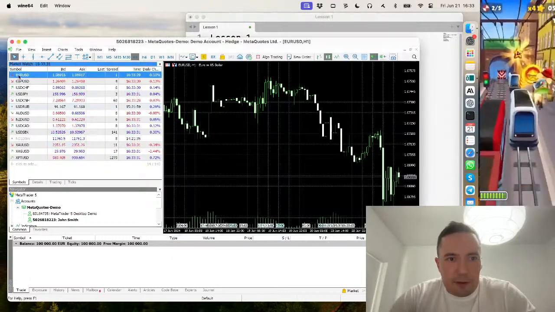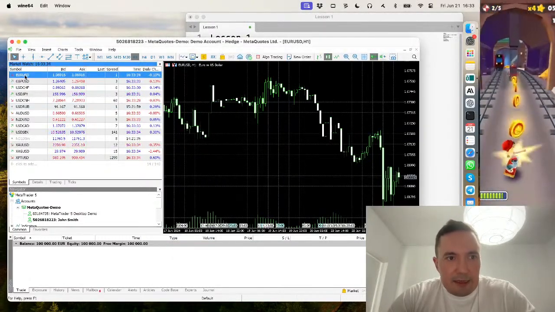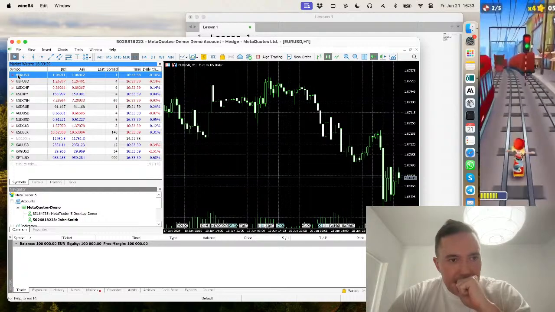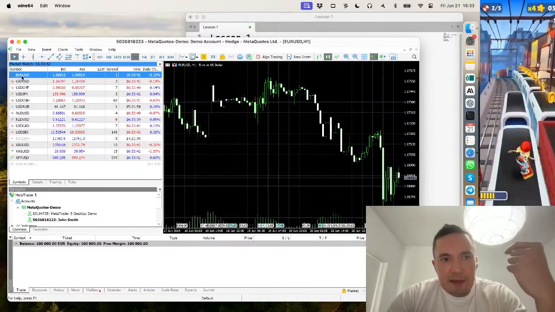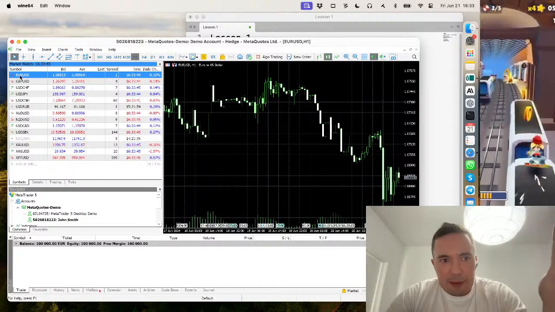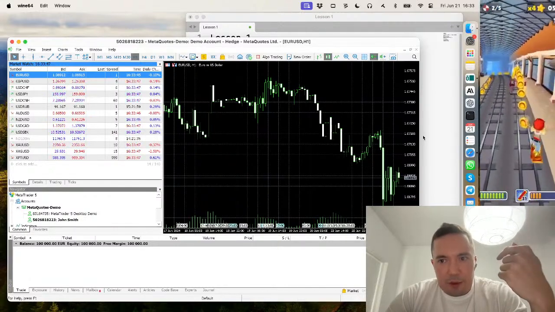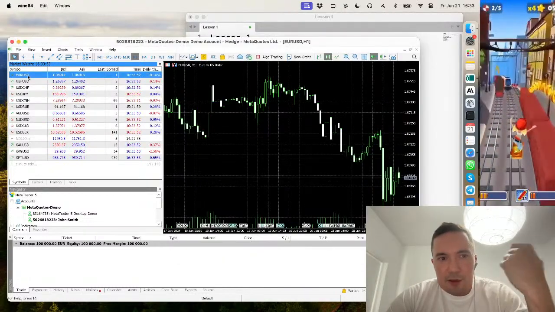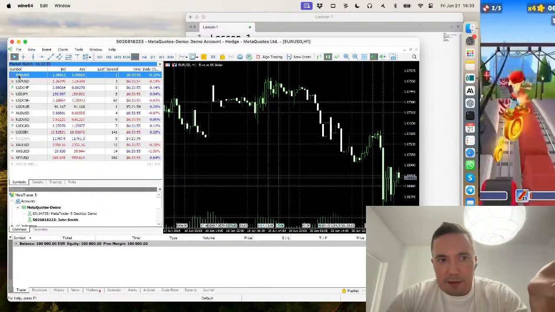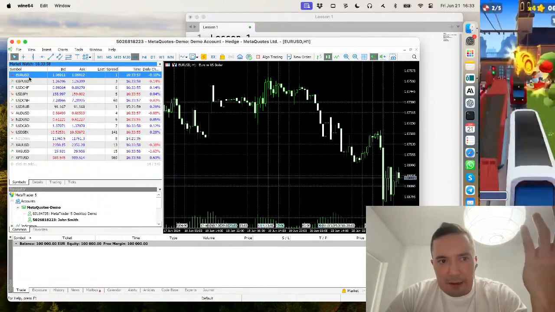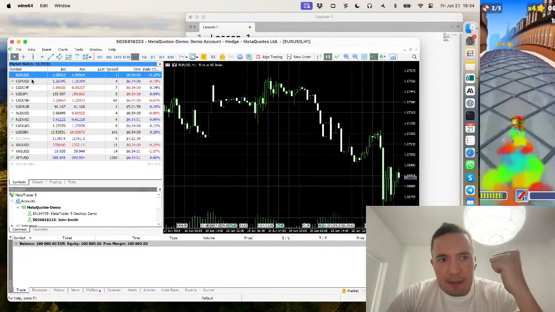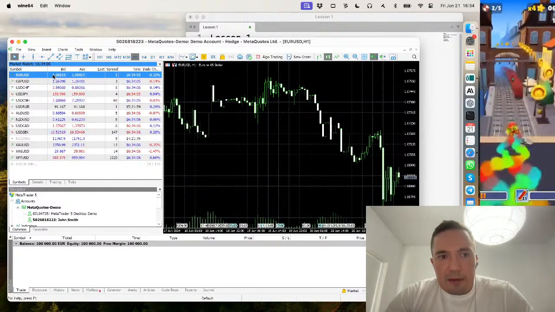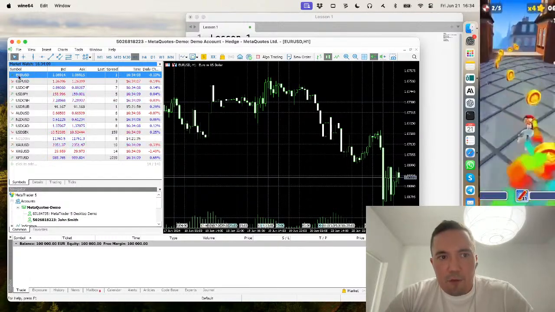So in Eurodollar here, Euro is the base currency, USD is the quote currency. What does it mean? It means Euro is the base, you are buying or selling Euro. But USD is the quote currency. It means this is the price expressed in dollars for buying this Euro. So you're paying in dollars, and the price means you pay this amount of dollars for 1 euro.